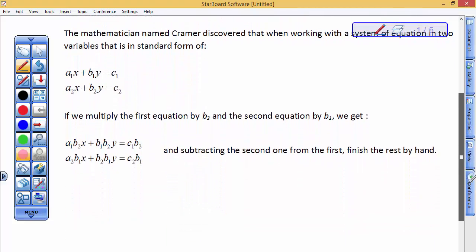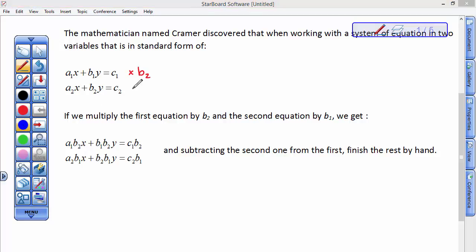Now, if you'd rather not see the theory, the proof behind why Cramer's rule works and why we can solve by determinants, you might skip over this next piece. But this is what Cramer said. Cramer said if I would multiply this equation by b sub 2, which is the coefficient in front of the y term, then this a1 gets multiplied by b2, this b1 gets multiplied by b2, and this c1 gets multiplied by b2.